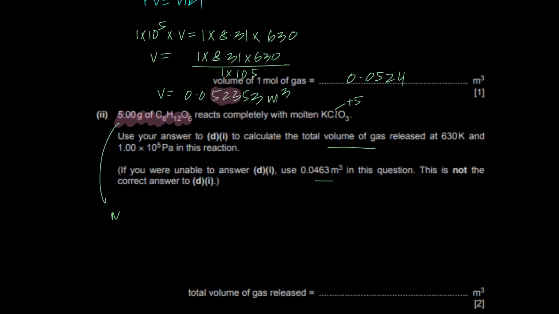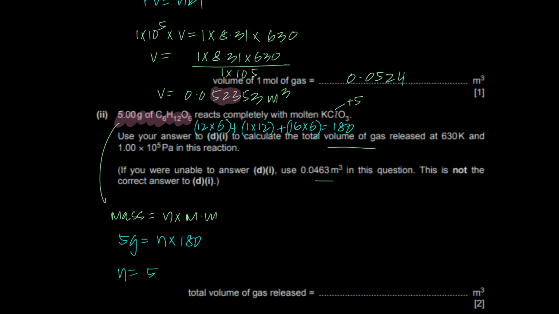Let's do it. Mass equals mole times molar mass. Mass is given for glucose, it's 5 grams. Moles of glucose I need to figure out. What's the molar mass of glucose? You can calculate it. It's 12 times 6 plus 1 times 12, because you have 12 hydrogens, and each hydrogen has the molar mass of 1. Oxygen is 16 times 6, and if you sum all of that up, you get 180. So 180 is the molar mass of glucose. So moles equals 5 divided by 180.